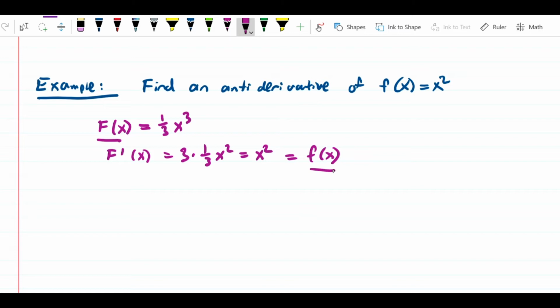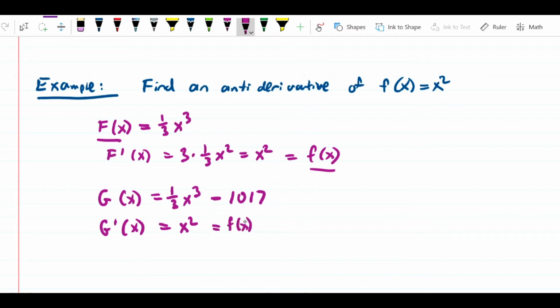Now, the thing to observe, though, is that I could have chosen a different function. Let's suppose that instead I choose g of x is equal to 1/3 x cubed minus 1017. If I find the derivative of capital G of x, I get once again x squared, because I apply the same power rule for derivatives to the 1/3 x cubed, and of course the negative 1017 is a constant, so it just becomes 0. So this is also equal to f of x. And I could have done this by adding or subtracting any constant from 1/3 x cubed.